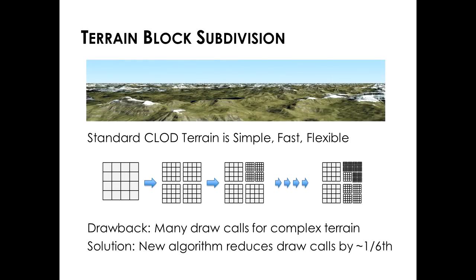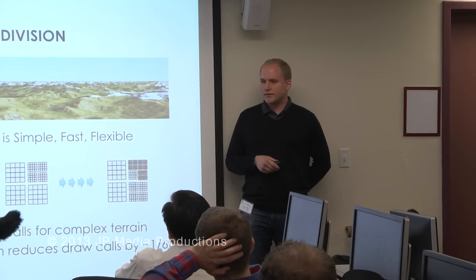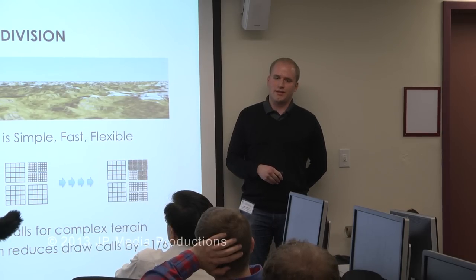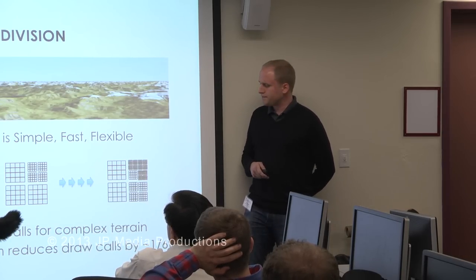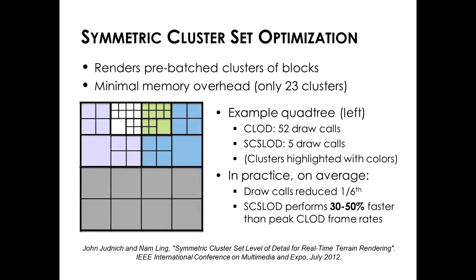The problem with this, though, is that it can incur a lot of these little grids, a lot of draw calls. That means a lot of commands are being sent to the GPU, and that can be inefficient. If you don't send the GPU enough work, the GPU will be sitting idle and not doing anything, and that's a waste of resources. So the solution to this problem, I call it symmetric cluster set level of detail. This was published in SIGGRAPH, I think last year.